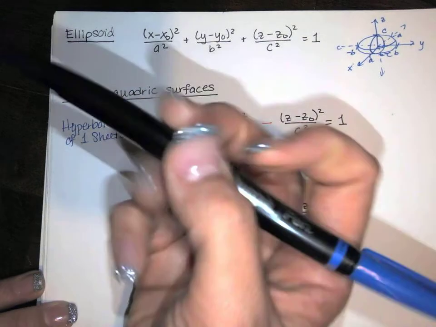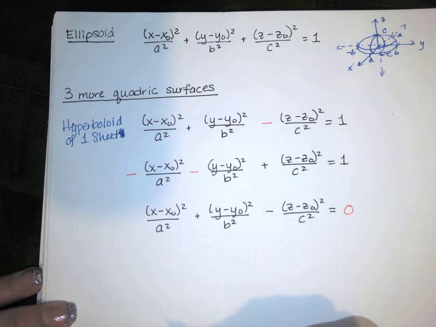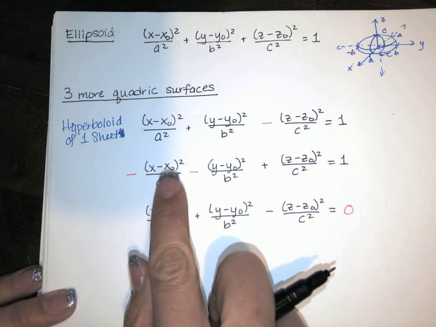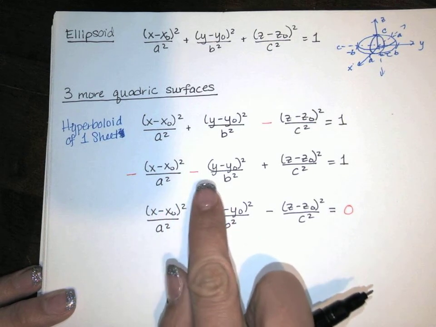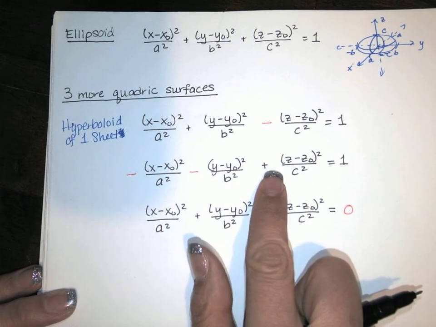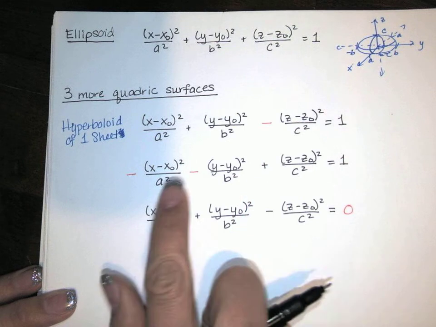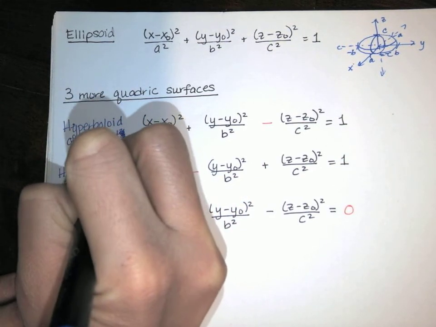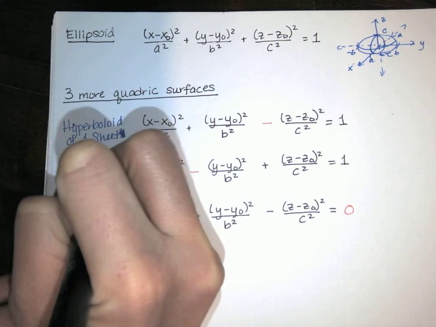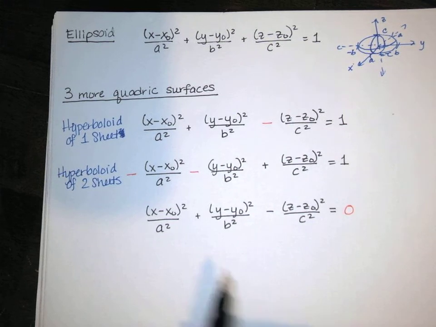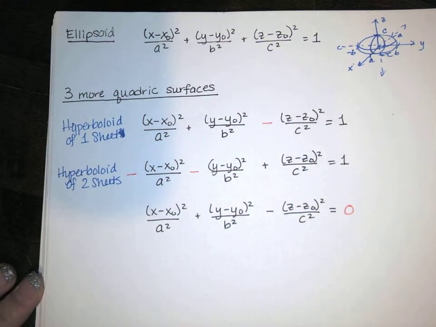This is called a hyperboloid of one sheet, not sheets. If you end up with 2 of your terms negative, and we've got an x term squared, a y term squared, and a z term squared, so all 3 of them are squared, but 2 are negative and 1 is positive, this turns out to be what's called a hyperboloid of 2 sheets. That will make more sense as we look at the traces of this in the XY plane, the YZ plane, and the XZ plane.